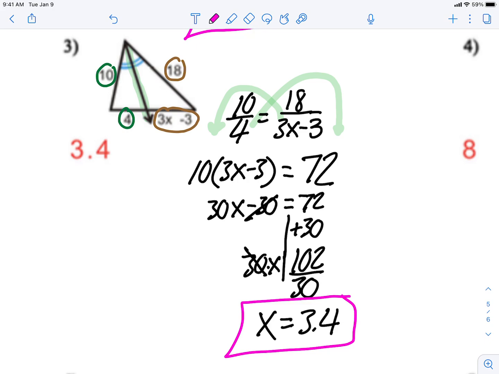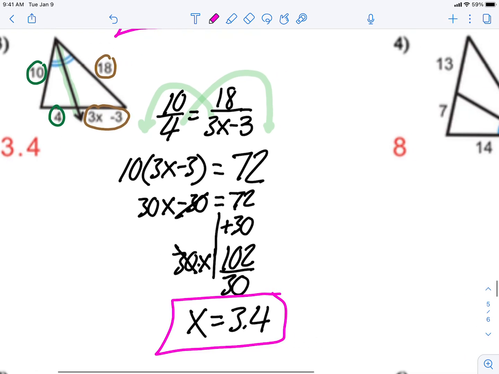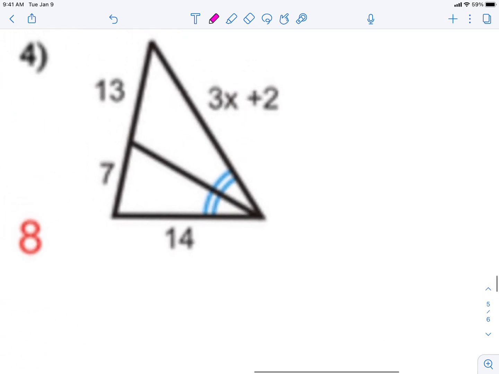There you go. Look at that. I solved for x. I solved for the missing variable. Perfect. Okay. Number 4. So let's find the angle bisector here, which is that one right there.